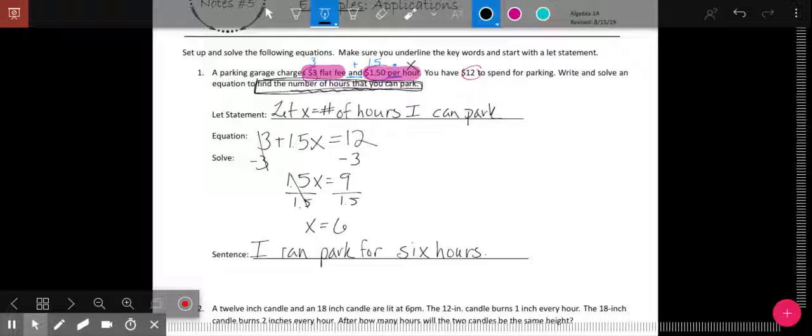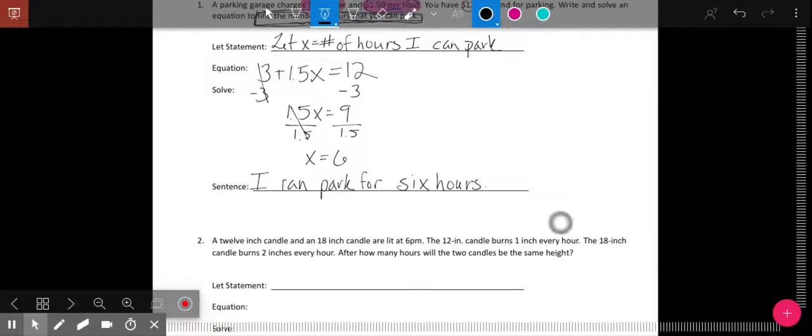Alrighty, looking at the next one. It says we have a 12-inch candle and an 18-inch candle are lit at 6 p.m. The 12-inch candle burns 1 inch every hour. The 18-inch candle burns 2 inches every hour. How many hours will the two candles be the same height?